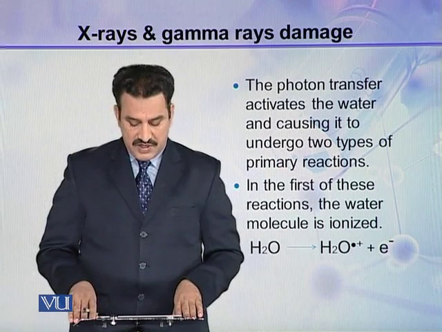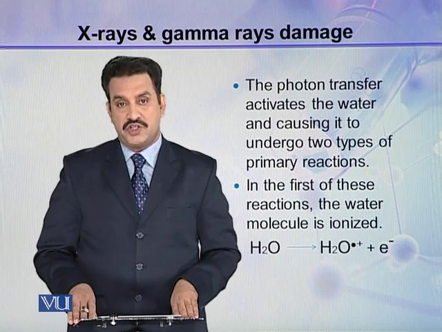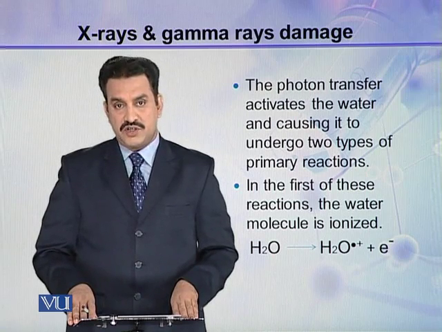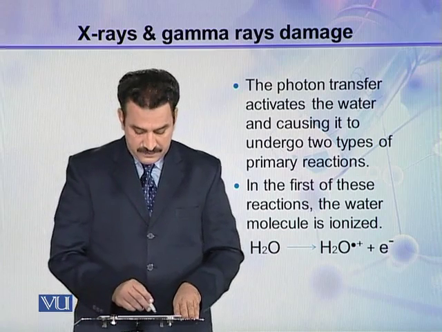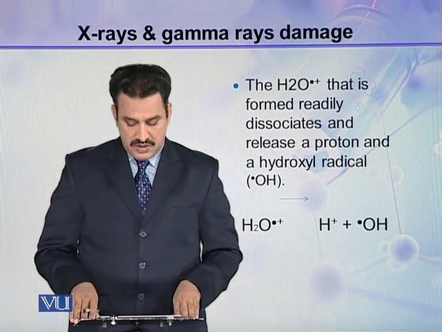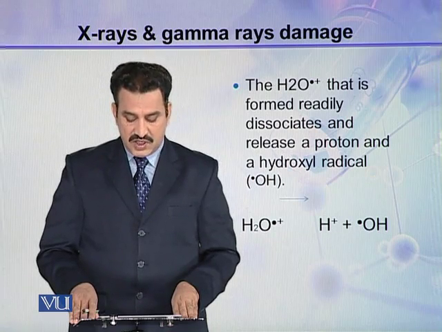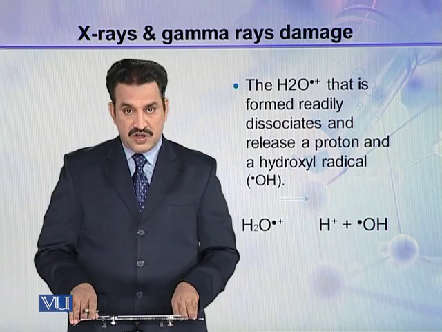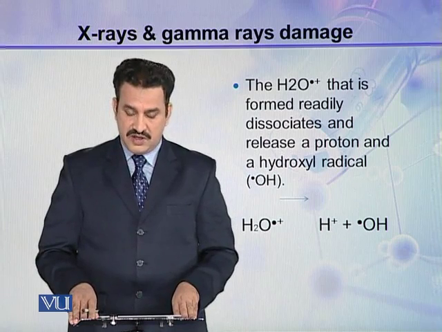The photon transfer activates the water, causing it to undergo two types of primary reactions. In the first of these reactions, the water molecule is ionized. Simply, the water is excited and then it is ionized. The H2O+ ion that is formed readily dissociates and releases a proton and a hydroxyl radical. So in this reaction, this water molecule releases hydrogen and hydroxyl.